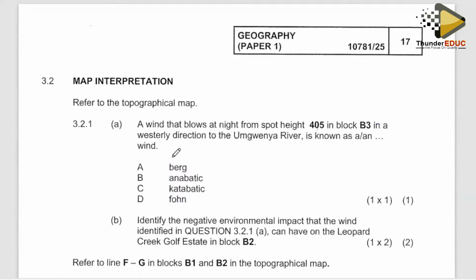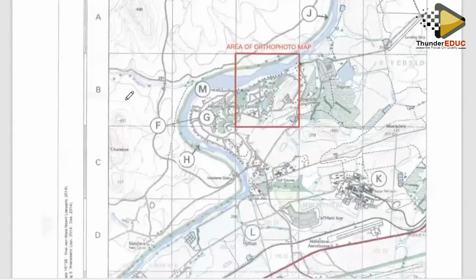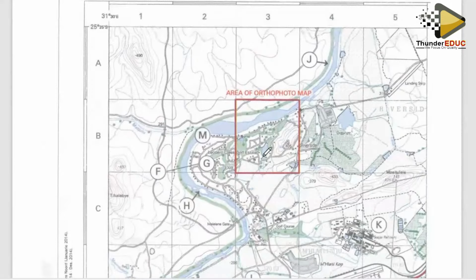A wind that blows at night from spot height 504, we don't need to go to the map. As long as you have seen that it's a wind that blows at night, automatically that is a valley situation, it's a katabatic wind. Identify the negative environmental impact that the wind identified in the question can have on the Leopard Creek Golf Estate. Right, let's look at the Golf Estate. We are referring to the topographical map and block B3. Right, let's go to block B3. In B3, where is our golf course? The golf course estate is here.